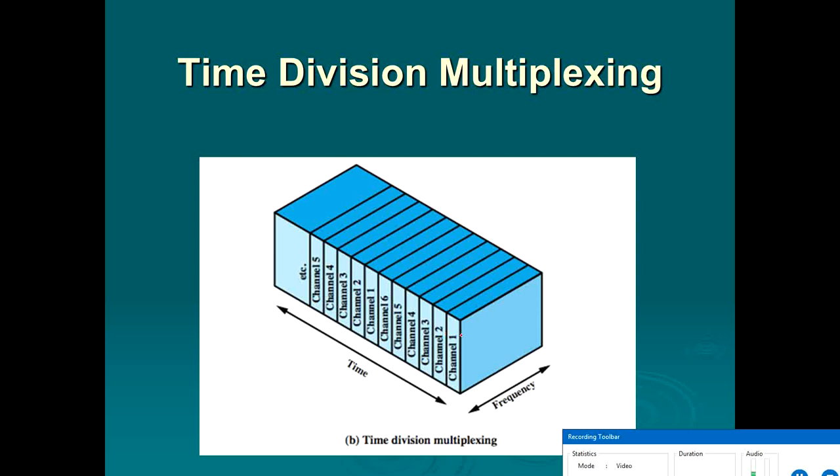So for example, suppose there are 6 channels. Channel 1 is given the time, then channel 2, channel 3, 4, 5, 6, and then so on. This process carries on.